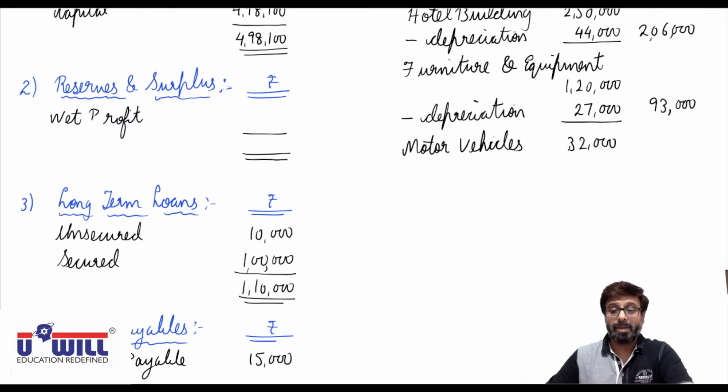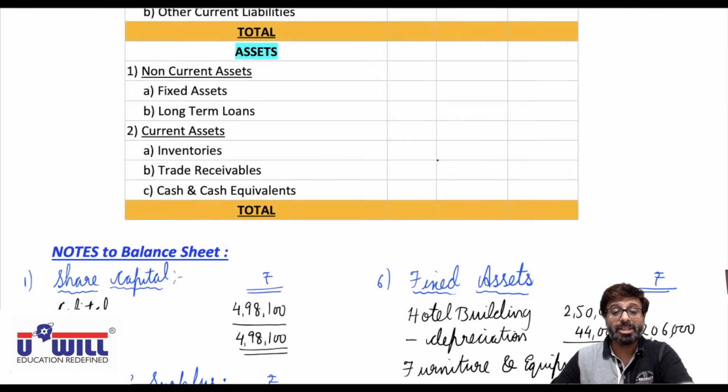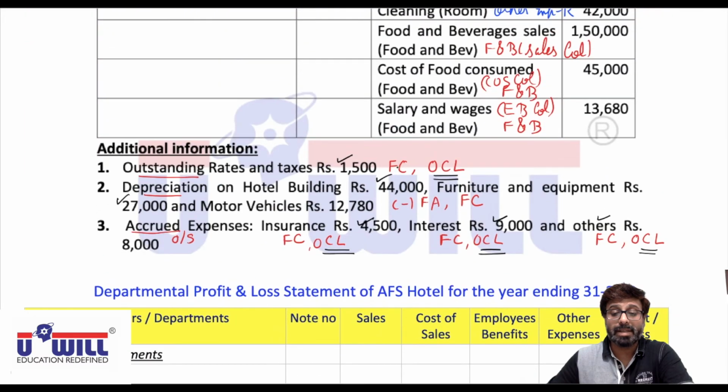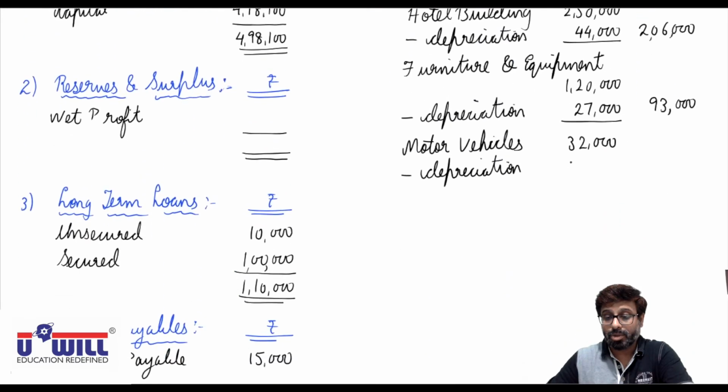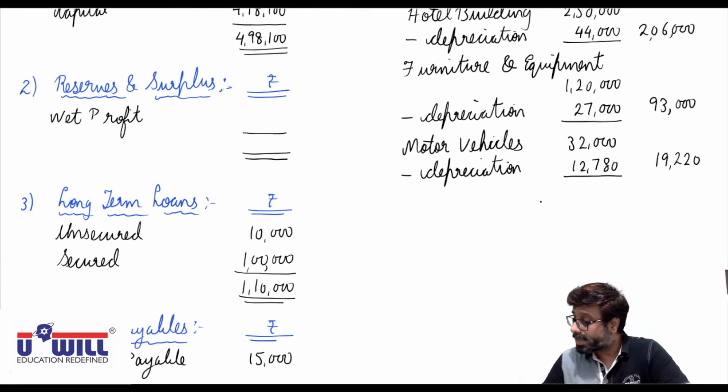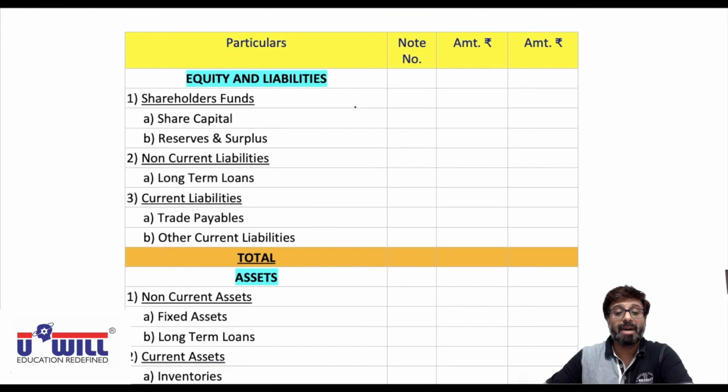From that again we will minus depreciation as per adjustment 2. If you refer to adjustment 2, the depreciation on motor vehicles is how much? 12,780. So 12,780 we will minus. Outer column we will get 19,220. Then what other thing do we have marked as fixed assets?